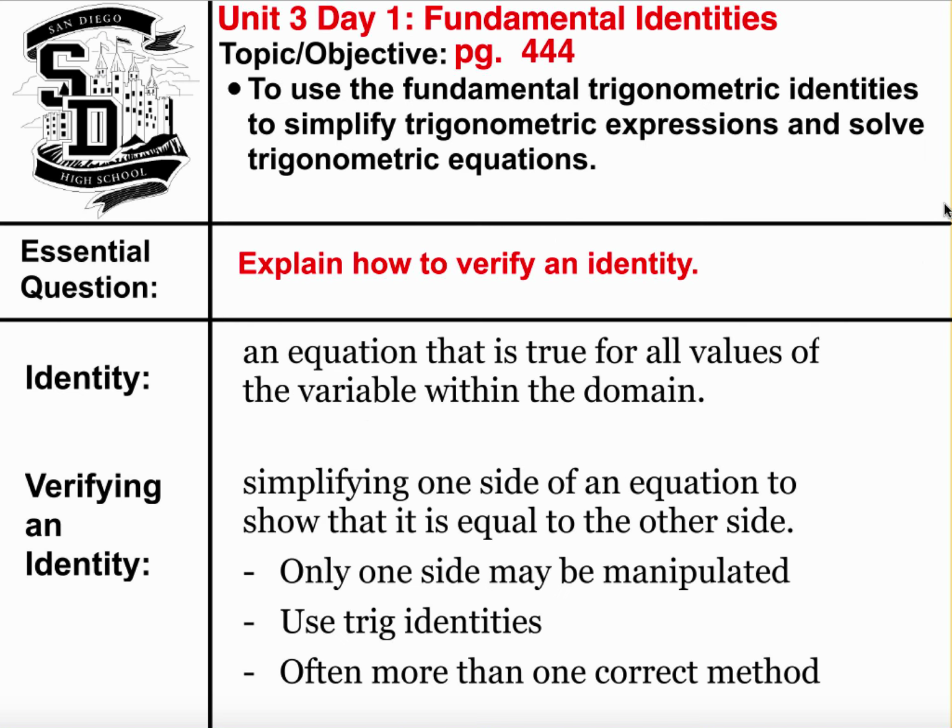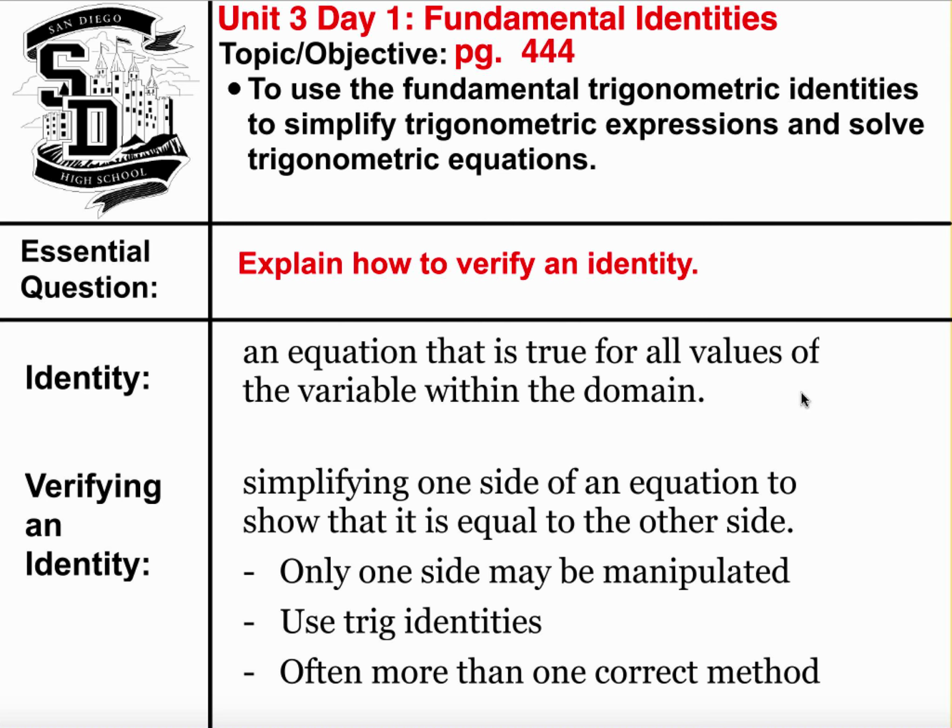Here we go. Today we're going to talk about the beginning of Unit 3, the fundamental identities of trigonometry. So let's start. What's an identity anyways? It's basically just an equation that's true for all values of a variable within the domain. In order to verify an identity, we'll start by simplifying one side of an equation to show that it's equal to the other side. Usually we try to only manipulate one side. We can do that by using trig identities and lots of other skills that we've learned along the way.